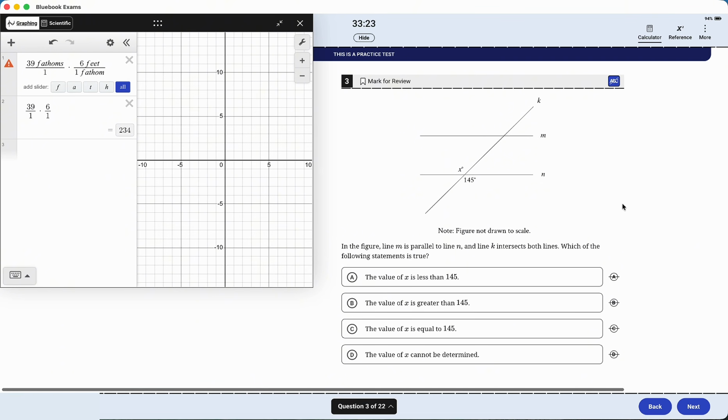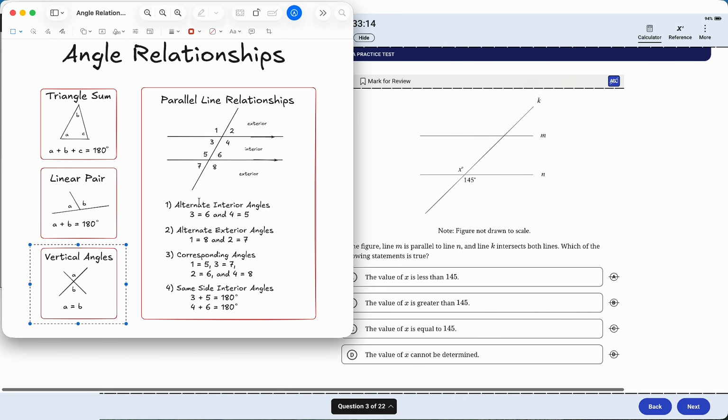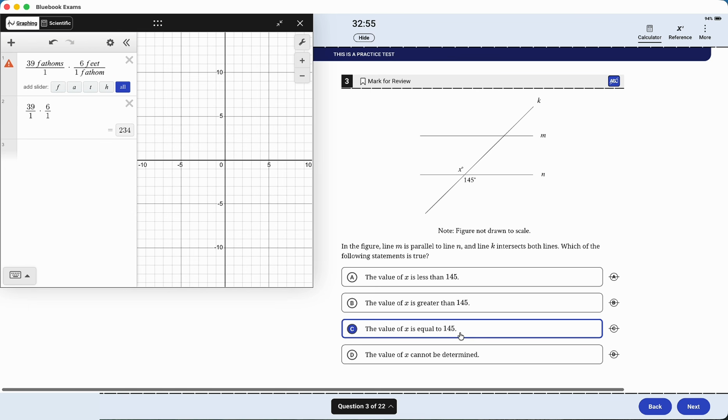Number 3, okay. Angle relationships, right? They tell us line M is parallel to line N. Whenever you see angles, we got to know our angle relationships. So here's a graph for that. When you have parallel lines, these things are true only if we have parallel lines, which we do here. However, these two over here you want to know, they're true in every situation about angles: linear pairs and vertical angles. So here we are dealing with vertical angles. That's when they're right across from each other and they have to be equal to each other. So we know the answer here is C.